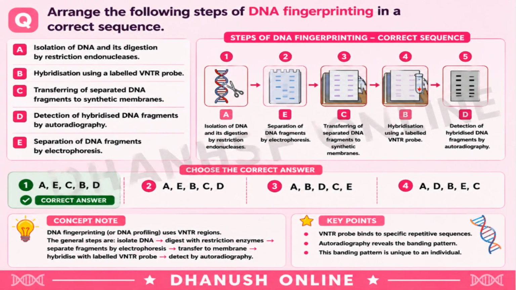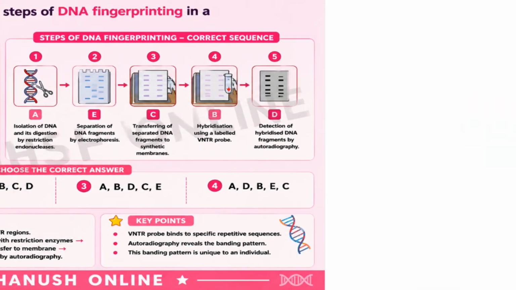The correct sequence for DNA fingerprinting steps begins with isolation of DNA and its digestion by restriction endonucleases, followed by separation of DNA fragments by electrophoresis. Next, transferring fragments to synthetic membranes, hybridization using a labeled VNTR probe, and finally, detection by autoradiography. This corresponds to sequence A, E, C, B, D.